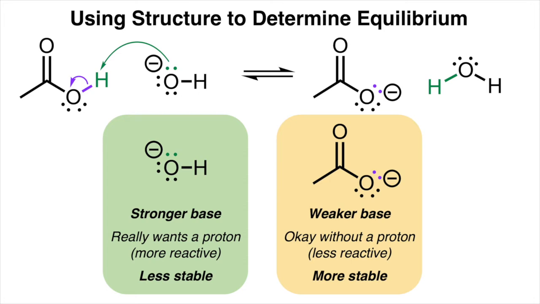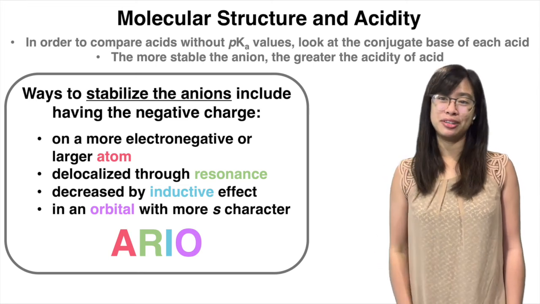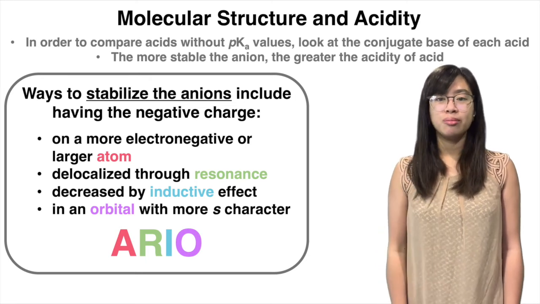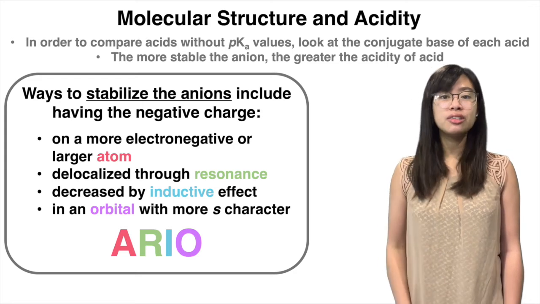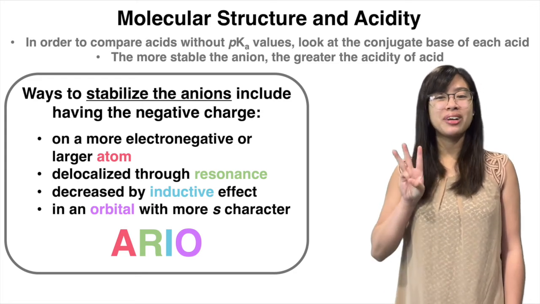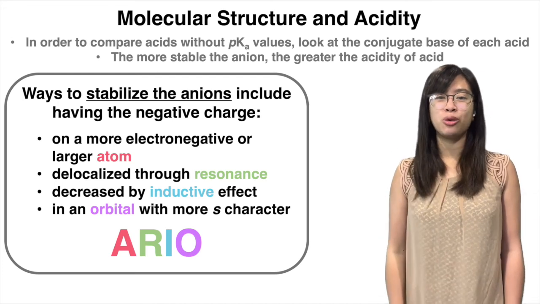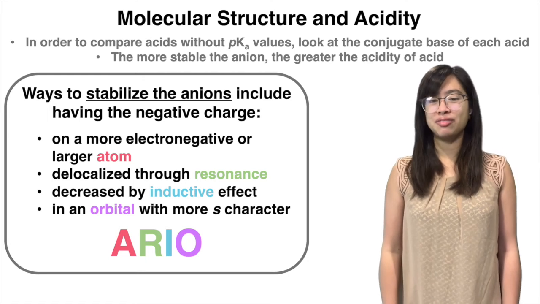So how do we know that the hydroxide ion is less stable than the carboxylate ion? Well, that's when we can turn to the four different factors that affect anion stability, ARIO. Anions are more stable when the negative charge is: 1. on a more electronegative atom or a larger atom, 2. delocalized through resonance, 3. decreased by inductive effect, and 4. in an orbital with more s character. And I'll break down what each of these mean for the remainder of this video.